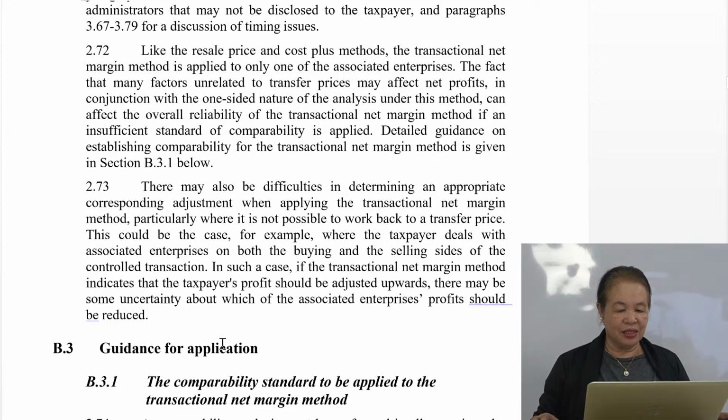So, before I start with the guidance for the application of these two methods, no, break lang tayo sandali ng 5 minutes.